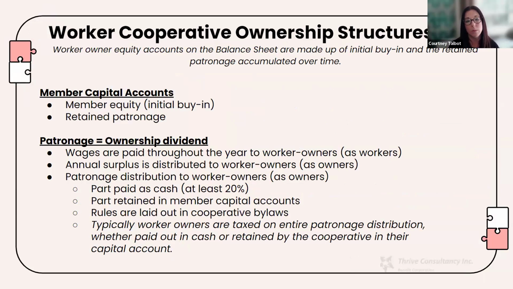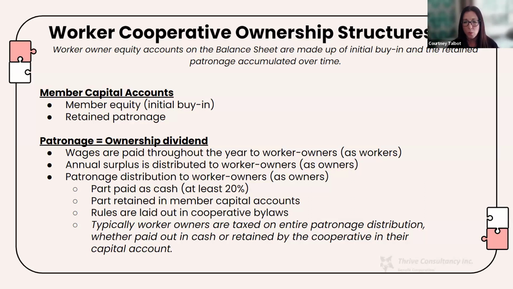And then it's also going to be all the retained patronage that a worker-owner is given throughout their time with the cooperative. So think of patronage as an ownership dividend. Sometimes you might see patronage dividend used instead, but they're all sort of the same in a worker-owned cooperative. They are treated the same.